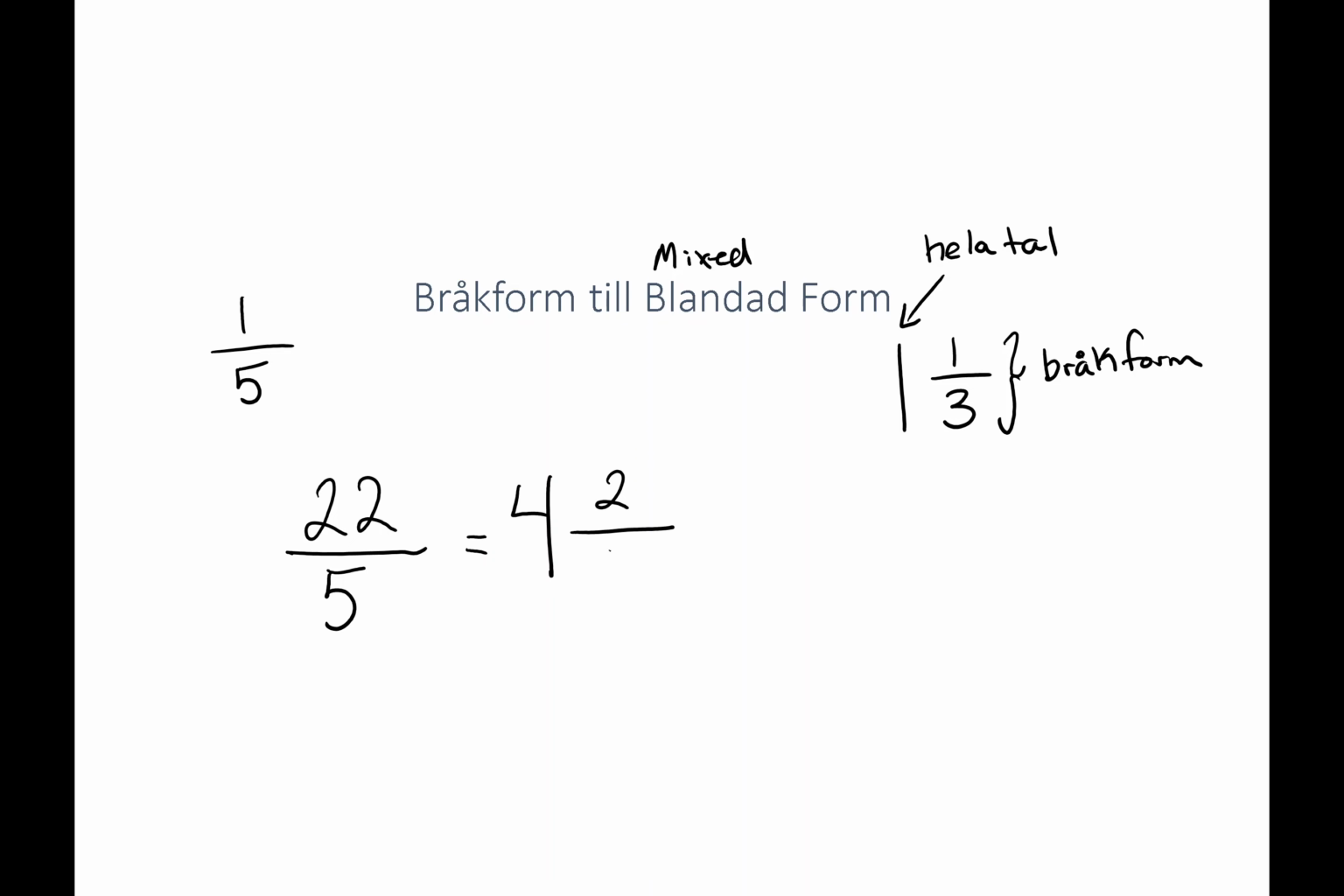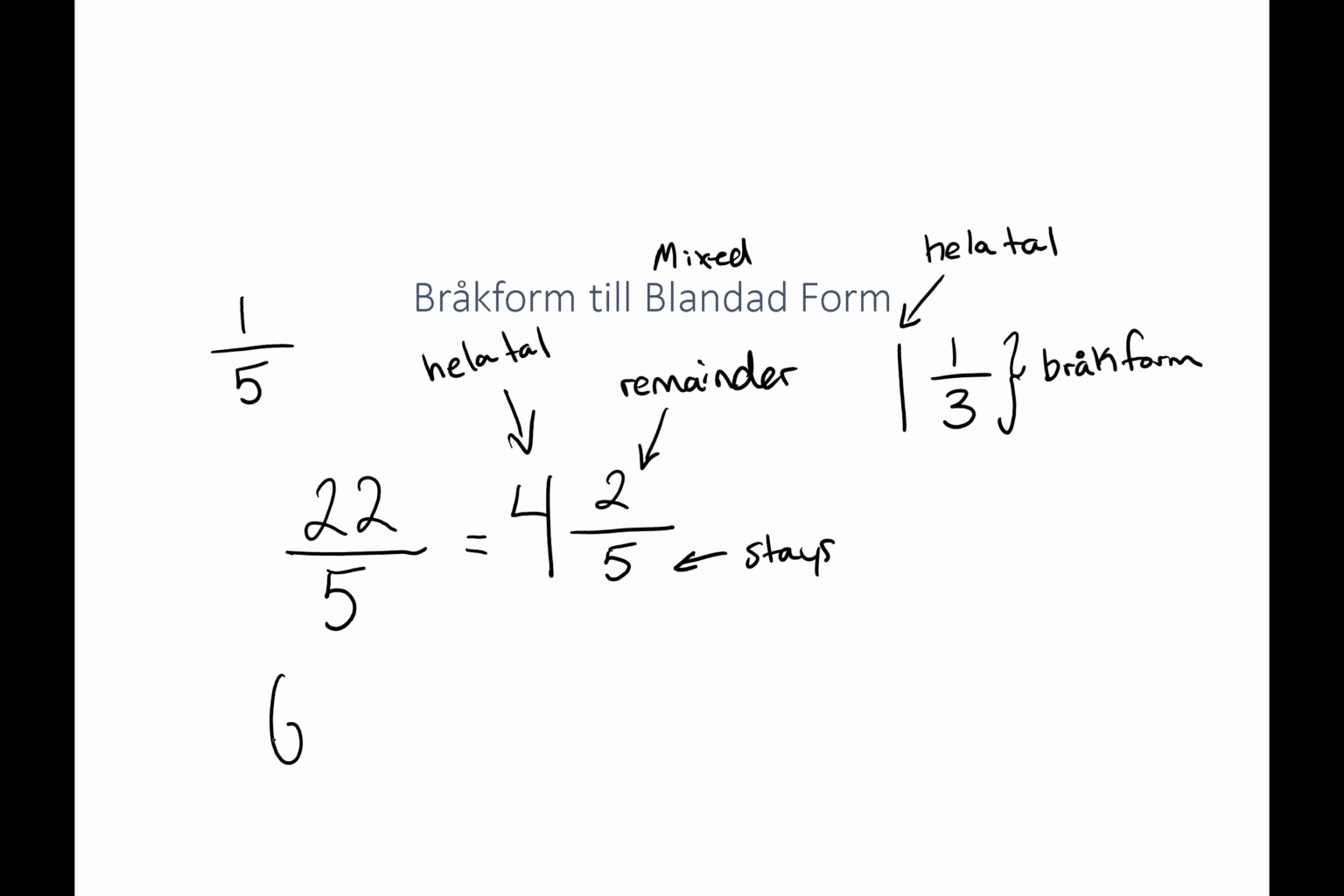So we write the remainder here. This number stays the same. And this is how many times 5 fits into 22, 4 whole times. This is our whole number. So our final answer is 4 2/5.